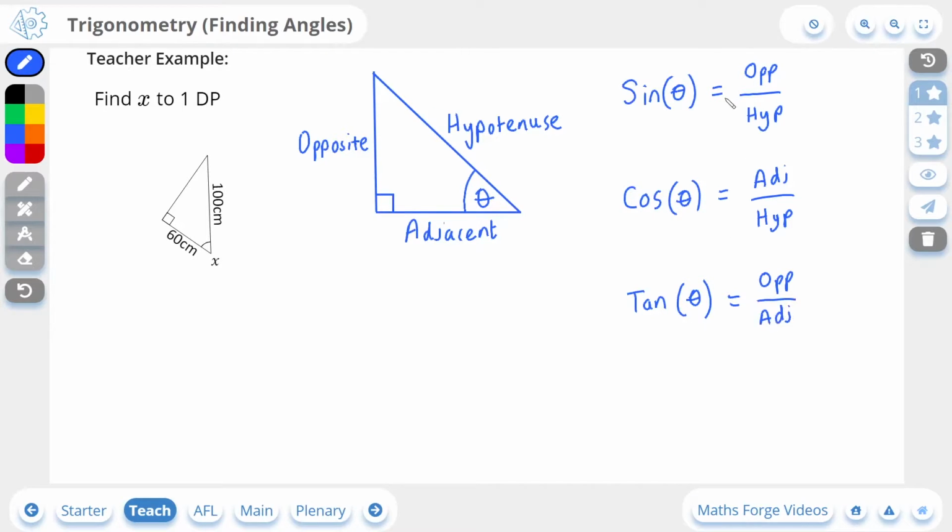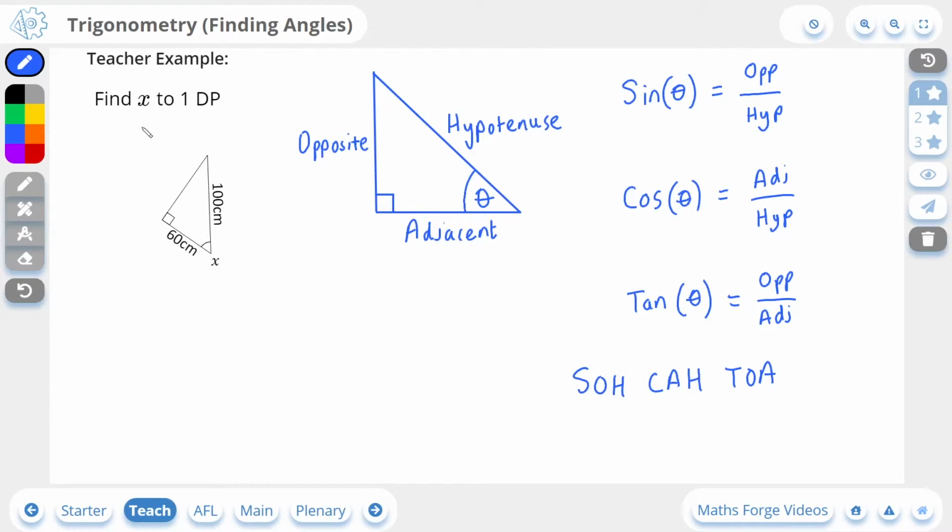Now, a very nice way to remember all three trigonometric functions is using this acronym: SOH CAH TOA. So sine of an angle is equal to the opposite divided by the hypotenuse, cos of an angle is equal to the adjacent divided by the hypotenuse, and tan of an angle is equal to the opposite divided by the adjacent. I know this seems like a lot to take in, but actually applying this is very straightforward. So let's use all of this information to solve this question here.